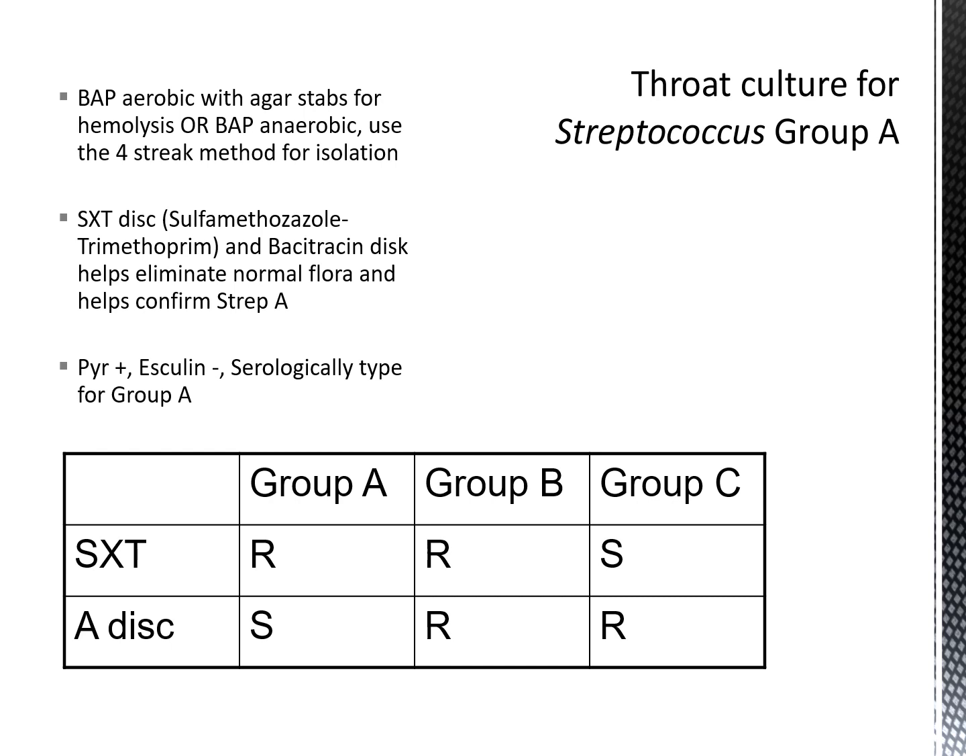Now, Group C and G strep can cause a sore throat. Group B strep really isn't normally found in the respiratory tract, but if you find it there, it usually doesn't cause too many problems for your patient. Remember that Group A strep is PYR positive and esculin negative, and the best way to identify a Streptococcus Group A is by serotyping. That's kind of the gold standard.